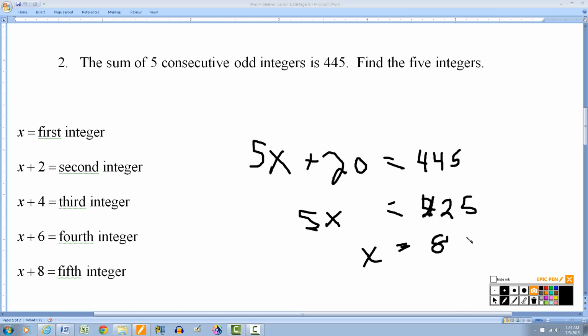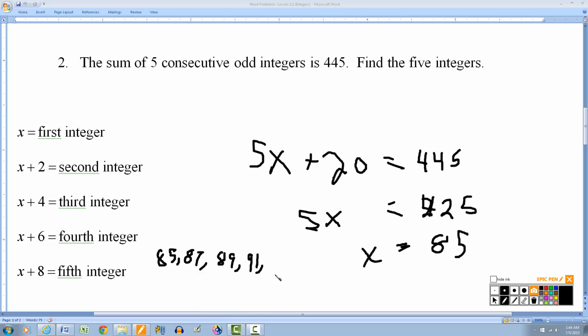Okay, so x is equal to 85, but remember x is the first integer. So that tells me then that the first integer is 85. And then we add 2 to that to get the next one. So the next one is 87. Add 2 to that, we get 89. Add 2 to that, we get 91. Add 2 to that, we get 93.